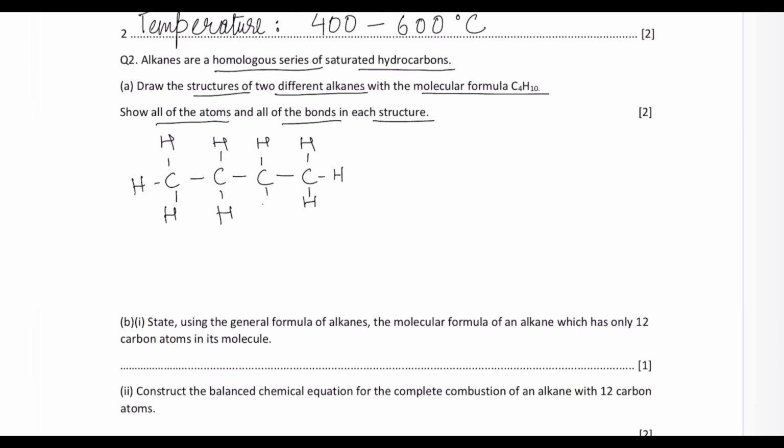Okay, the second structure will be the branched chain structure, in which 3 carbon atoms will be present in the main chain and a branch at the middle carbon is present. The rest of the bonds will be made with the hydrogen atoms. So these are two different structures of alkanes with the same molecular formula C4H10.